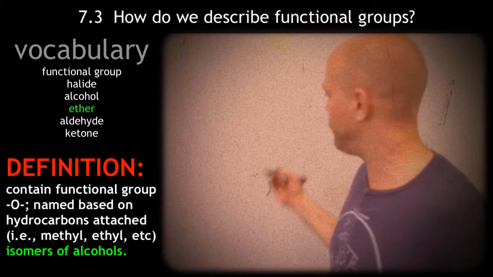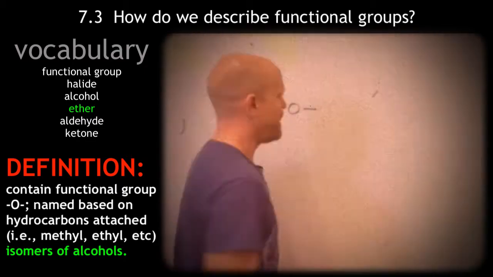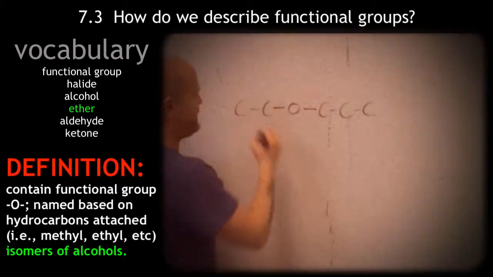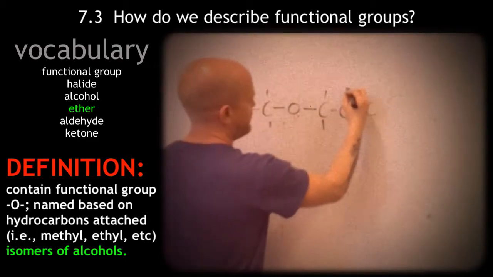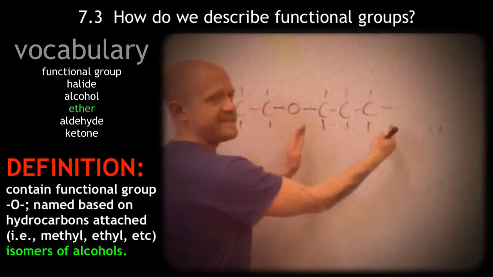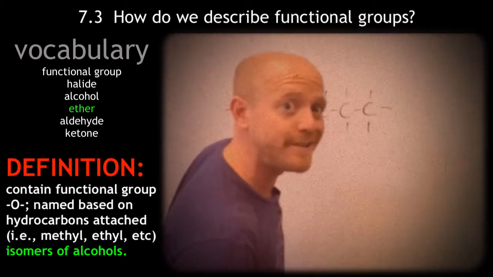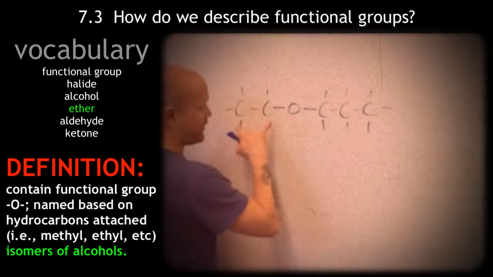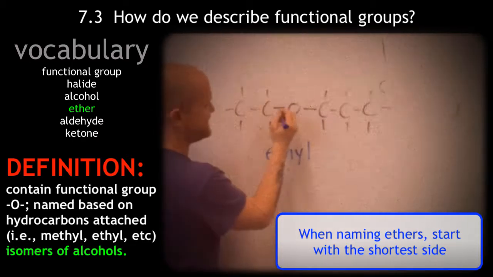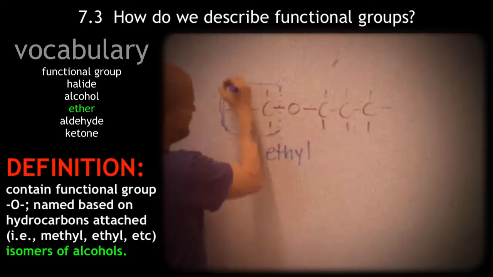Ethers. An ether, all an ether is it has an oxygen in the middle in between 2 hydrocarbon chains. So for example, this example, you're going to name it taking the shorter side first. So this is the shorter side, this is the longer side. The shorter side, without drawing all my hydrogens, sorry, I'm trying to save some time for everybody, we are going to call this ethyl, because it's an ethyl group sticking off of the oxygen.